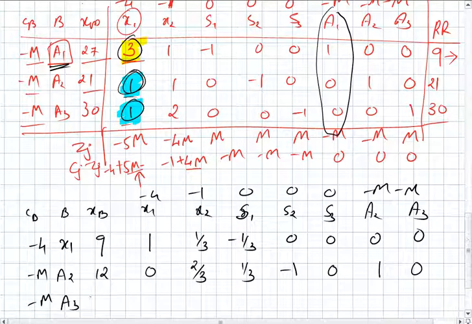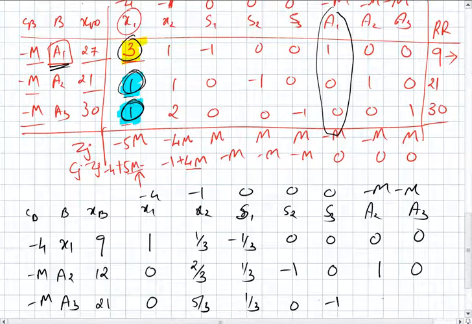Now to make this entry 0, we have to again subtract from that. So 30 minus 9, it is 21. Then here it will be 0. Here it will be 5 by 3. Here it will be 1 by 3. Here it will be 0, -1. And this is not going to calculation, and 0 and 1.